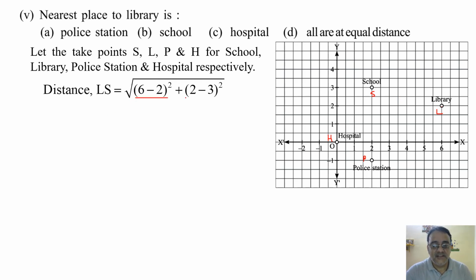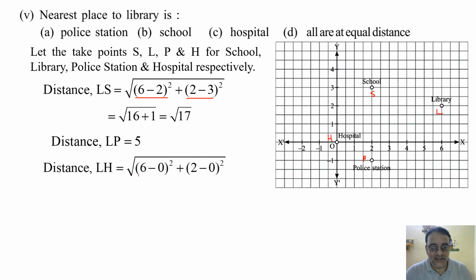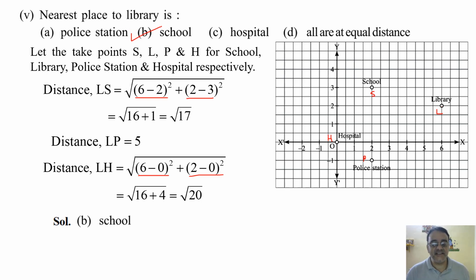So LS will be 6 minus 2 whole square plus 2 minus 3 whole square. So this is 16 plus 1, root 17. Now LP we already got 5, and LH is 6 minus 0 whole square plus 2 minus 0 whole square. So 36 plus 4, that is root 20. So among these, the nearest is LS, which is also visible from here, we can directly tick it. Okay, fine. So now next case study question 9.